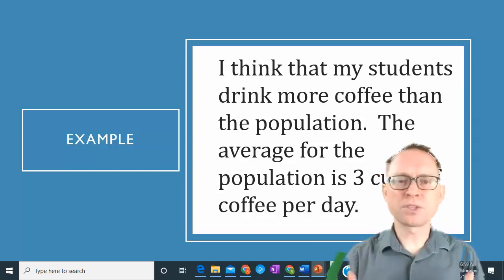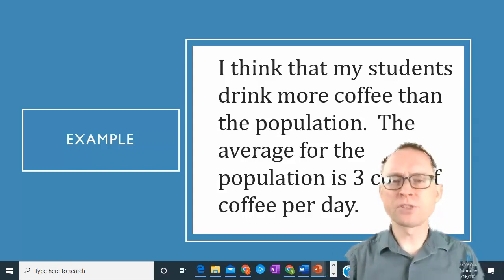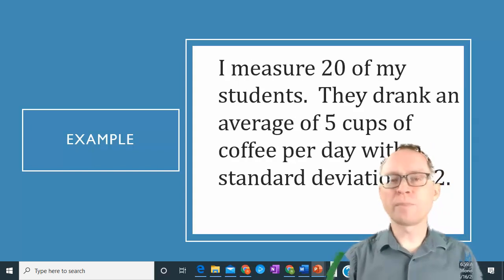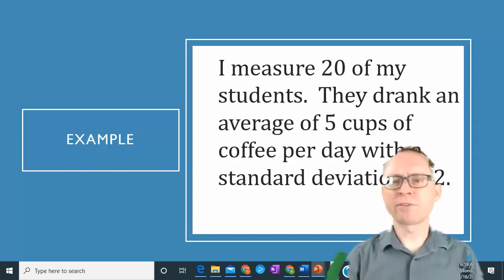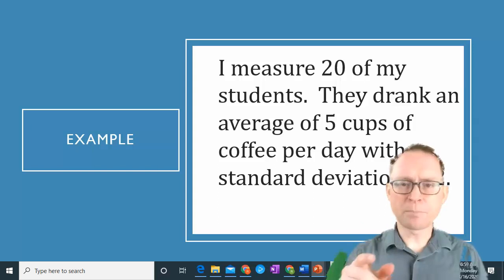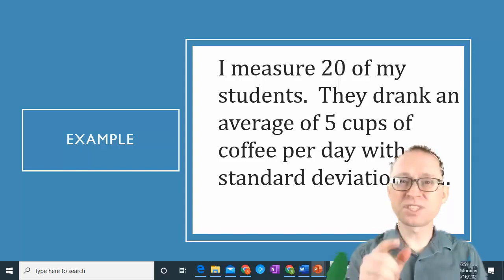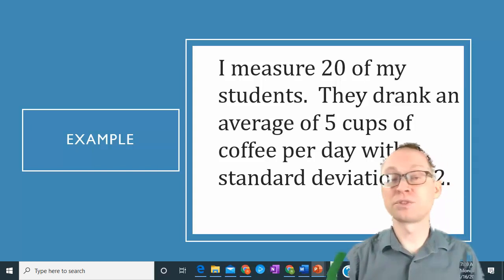So if I think that my students drink more coffee than the population, and I know that the average for the population is 3, then I measured 20 of my students. They drank an average of 5 cups of coffee per day with a standard deviation of 2, meaning that my sample of 20 students had the average of 5, and the sample standard deviation is 2. So what test are we going to use, and how do we do it?